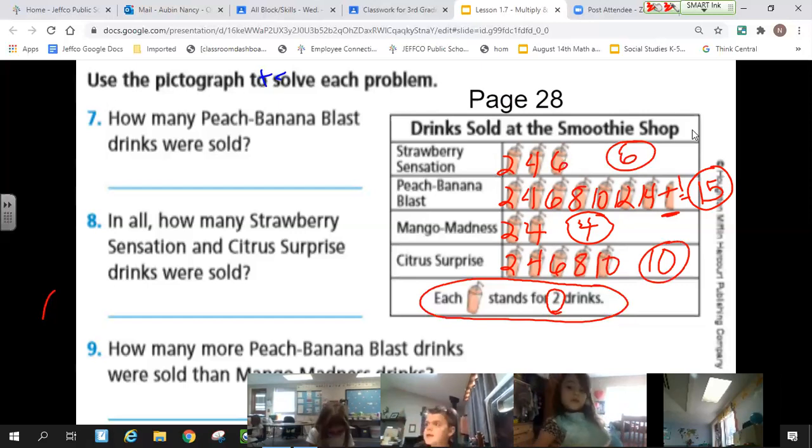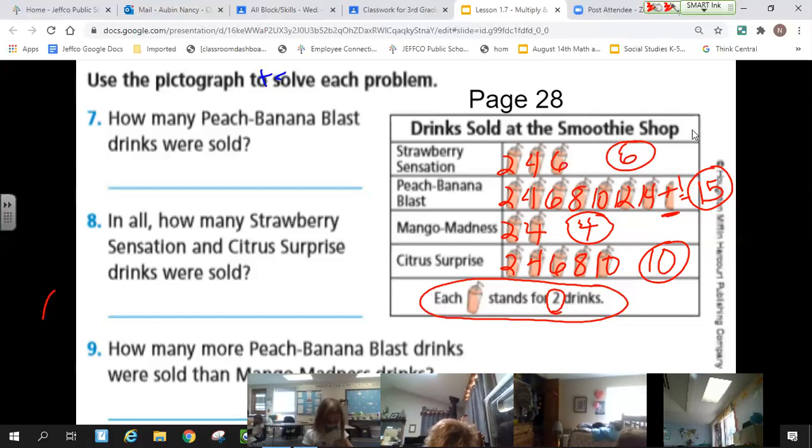Now we can do the math. So if you did not write that, go ahead and write that on your smoothie shop pictograph. So now we know we have 6 strawberry sensations that were sold, 15 peach banana blast, 4 mango madness, and 10 citrus surprise. How many peach banana blast drinks were sold? Go ahead and write your answer. How many peach banana blast drinks were sold? When you know the answer, give me a thumbs up.